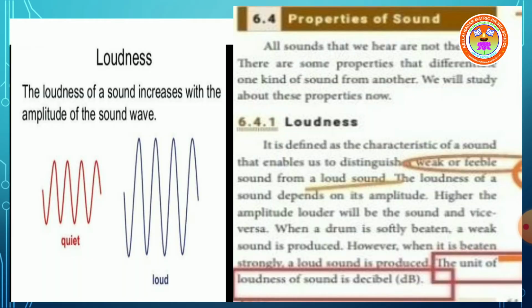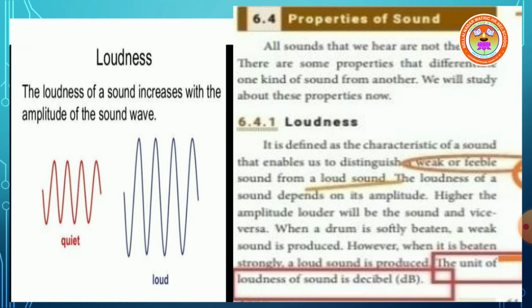Next we are going to discuss properties of sound. All sounds that we hear are not the same. There are some properties that differentiate one kind of sound from another. We will study these properties now. First of all, we are going to see loudness. What is loudness? The loudness of a sound increases with the amplitude of the sound wave.